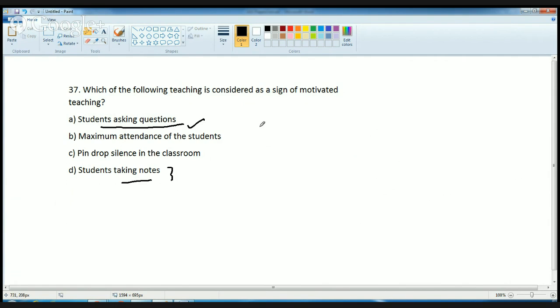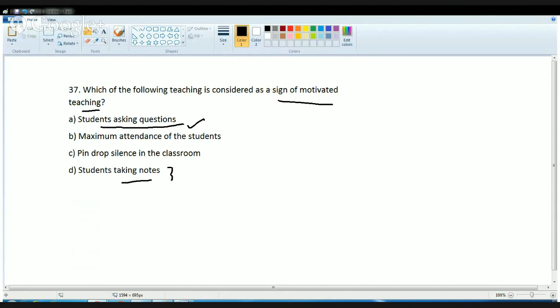So that is something UGC is trying to figure out by asking this question: considering yourself as a teacher, in what circumstances would you be really motivated to teach? If you are able to answer the questions of the students and you are interested in that, that means you are really motivated and into teaching.